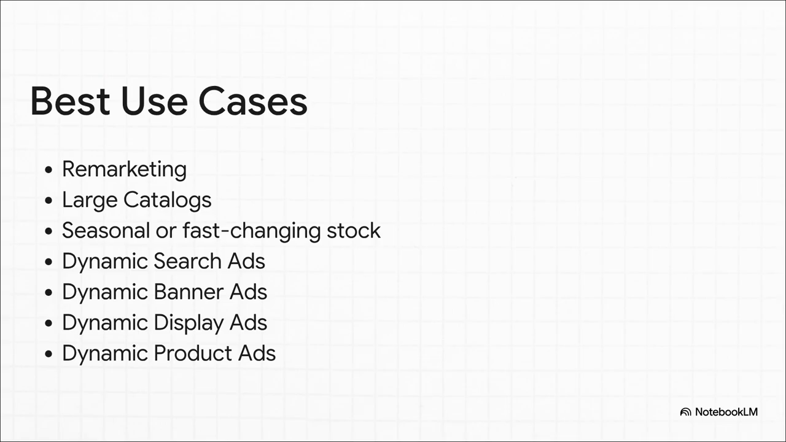Now, where does this technology really shine? Well, it is incredibly powerful for remarketing to people who have already interacted with your brand. And if you're managing large product catalogs or dealing with seasonal, really fast-changing stock, it's an absolute necessity. Just imagine trying to manually create a unique ad for 10,000 different inventory items every single time a season changes. No way, right? It's practically impossible. Dynamic ads automate that perfectly, whether you're running dynamic search ads, banner ads, display ads, or product ads.